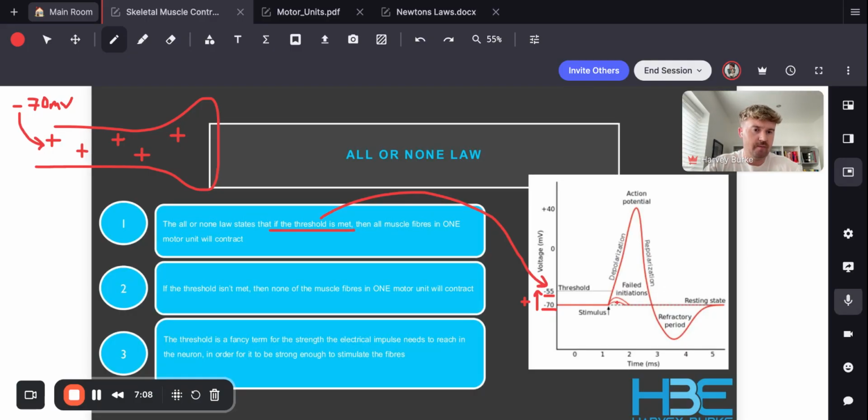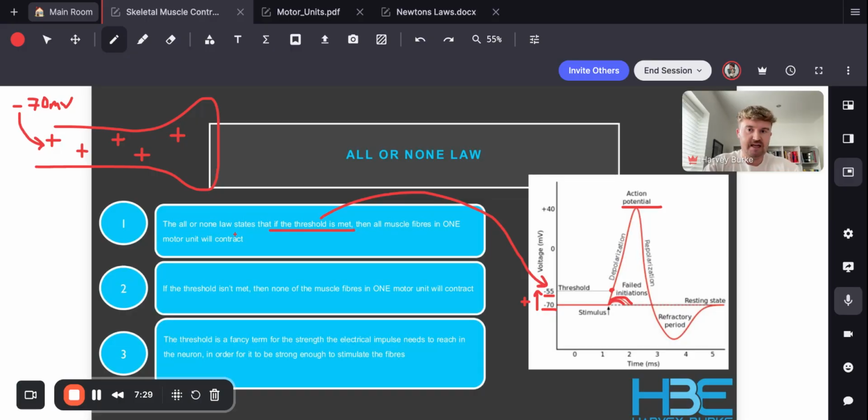I thought this diagram illustrates it quite well, that the inside of the neuron got a bit more positive, but it didn't quite reach that threshold, and therefore the action potential didn't fire. However, this time round, it did reach that -55 value, and therefore the action potential occurred. So that's what they're on about here.